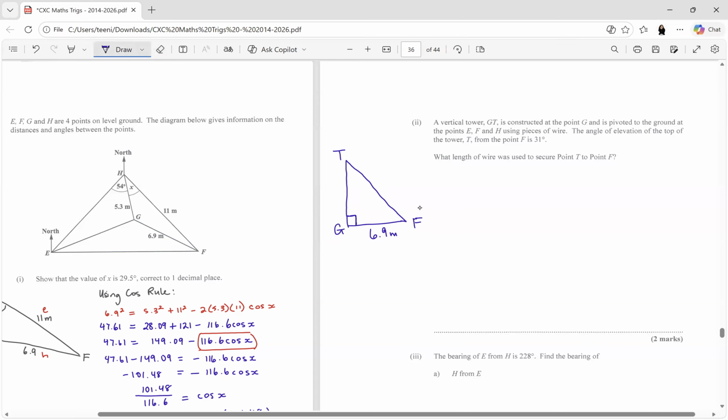GF. So let me put this back on a single page. Oh, where did it go?